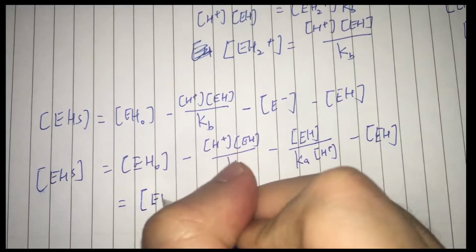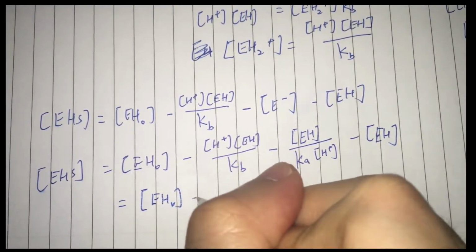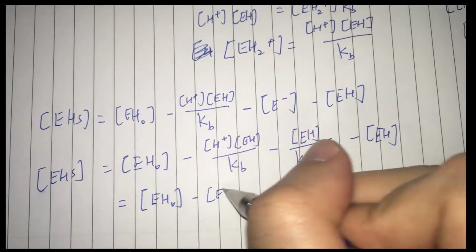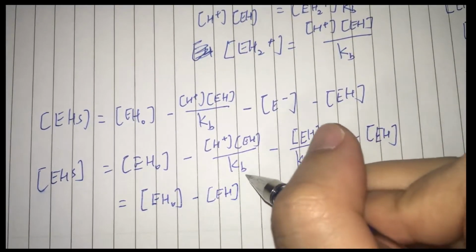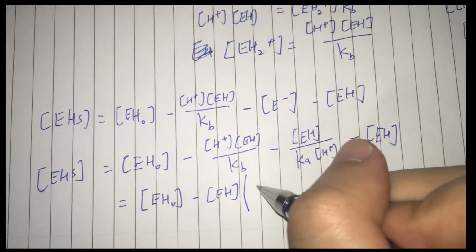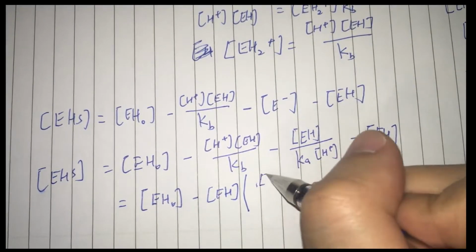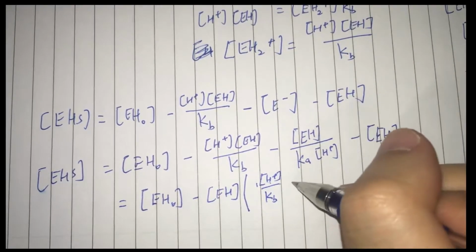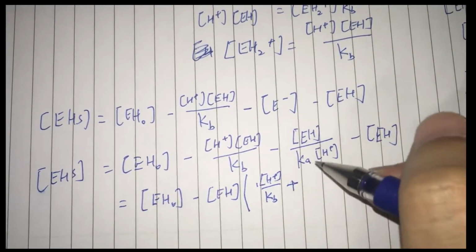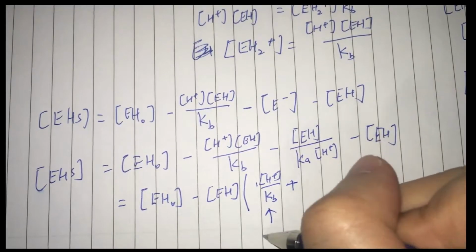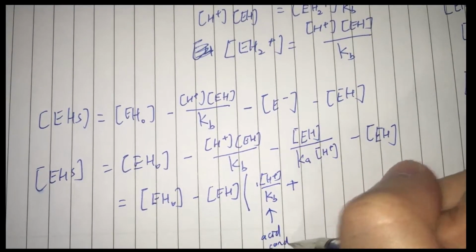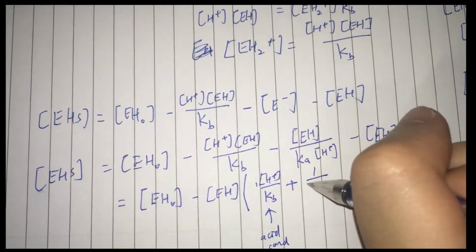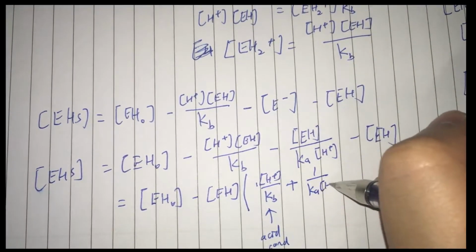So let's factorize EH out, and then we'll substitute what we already know in. So I'm going to put H plus over KB. We just got to remember what KB is. So KB is when the enzyme is acting as a base. So this is the acid condition. And then we will have 1 over Ka H plus.